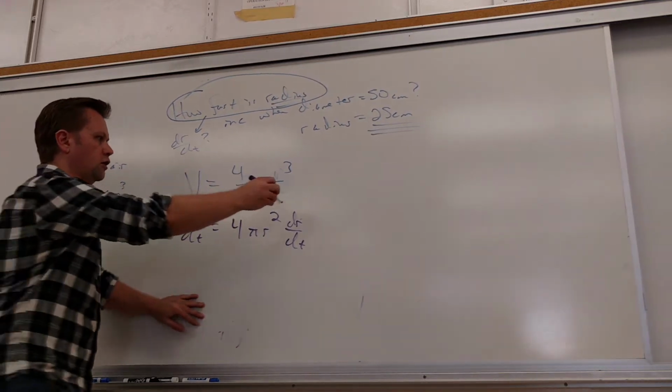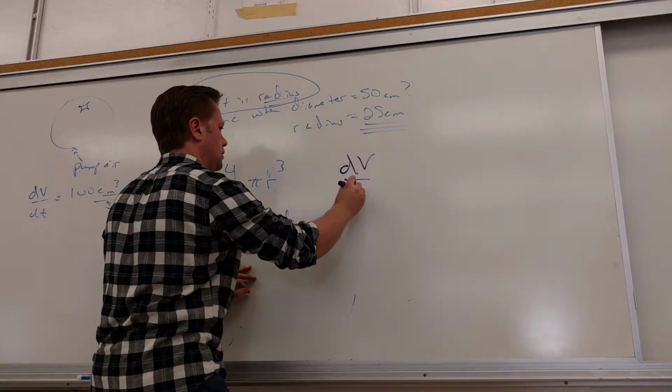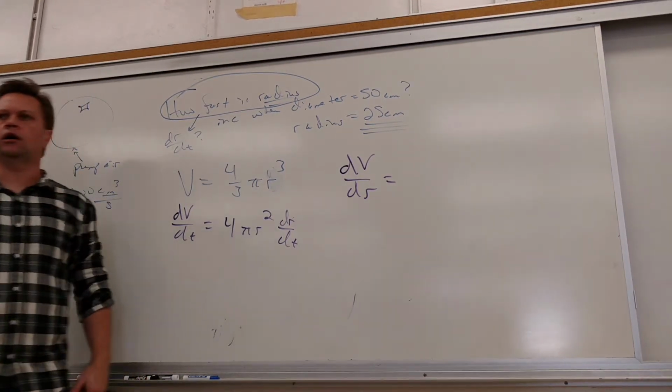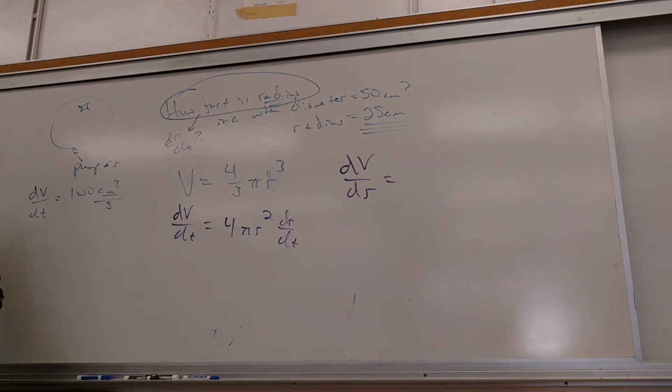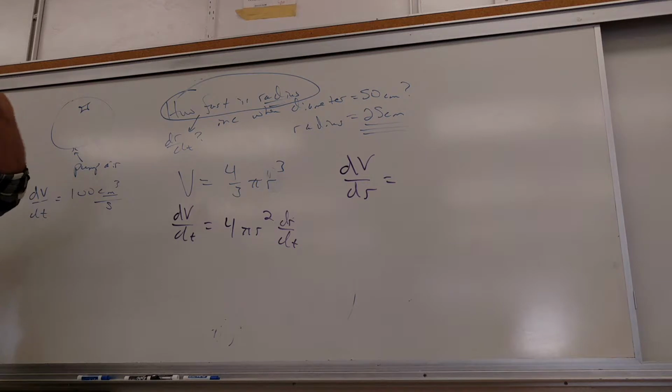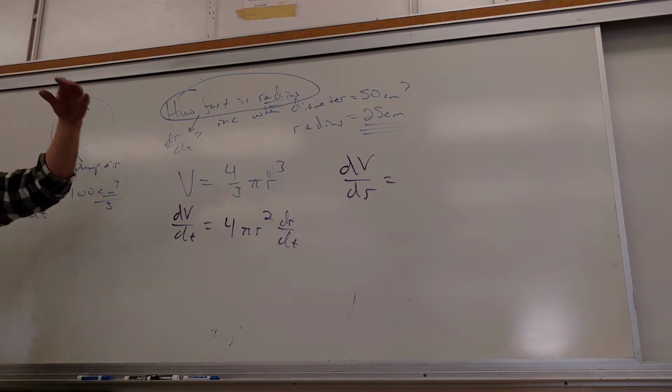Real quick, before I get too far, what would dV/dr be? Make sure you guys understand. That's what it represents. If I change the radius by a certain amount, this would tell me how much the volume would react to that, how much it would change. So what is it?